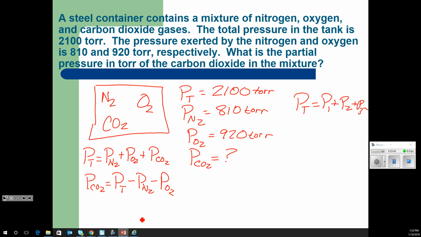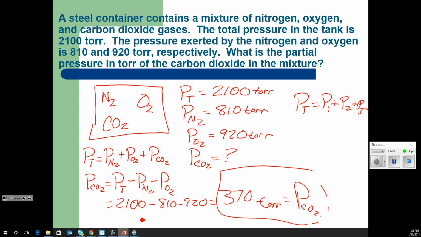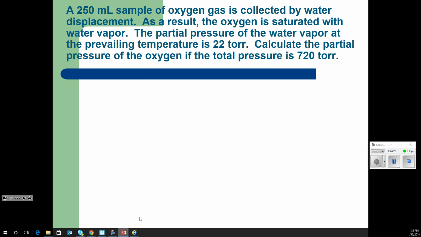Everybody okay with that? So then we just plug in and we say 2,100 minus 810 minus 920 will give me how many torr is equal to the pressure of CO2. What do I get? 370. So Dalton's law is pretty fast and easy, right? Not too terribly hard. We okay with that? Okay, we're going on to the next one.